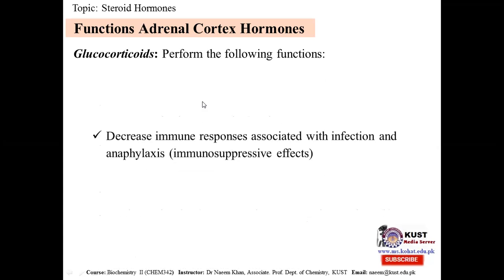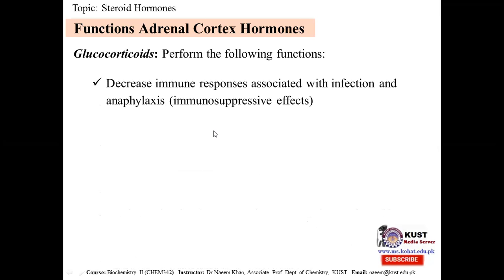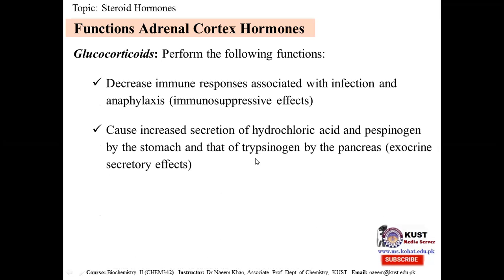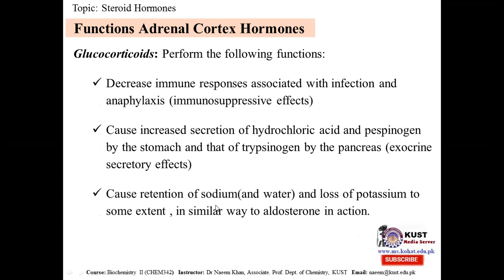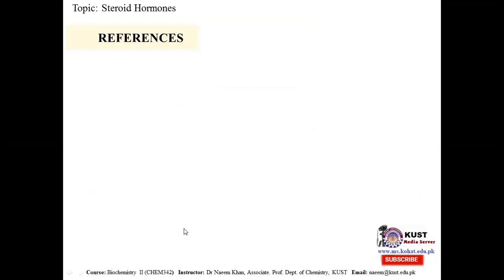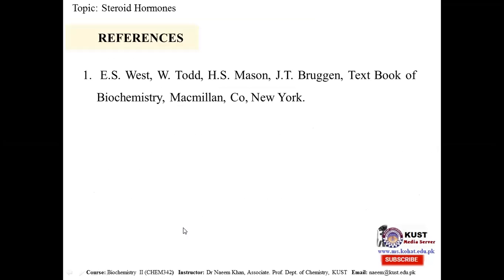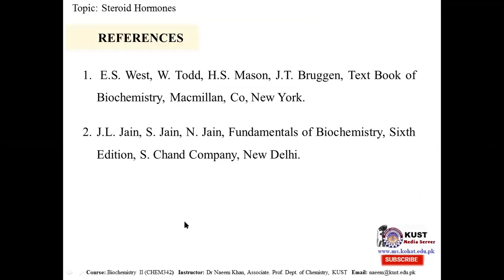Glucocorticoids perform other important functions. They decrease immune responses associated with infection and anaphylaxis. They cause increased secretion of hydrochloric acid and pepsinogen by the stomach, and trypsinogen by the pancreas. They cause a retention of sodium, that is, loss of potassium to some extent, in a similar way to aldosterone in action. Important functions are in the recommended textbooks.